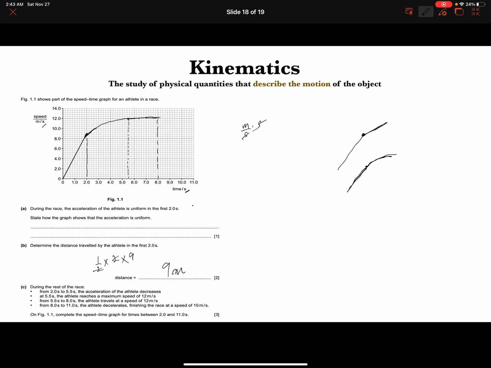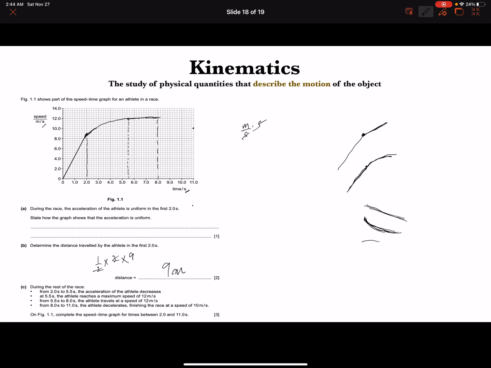And then from 8 seconds to 11 seconds, the athlete decelerates, finishing the race at a speed of 10 meters per second. So at 11 seconds, I reach a speed of 10, and the athlete is decelerating. Now again, deceleration can be drawn like this because it's a negative gradient, or it can be drawn this way. But this says the deceleration was higher first, and then started to decrease as you moved on. So basically the deceleration was decreasing.